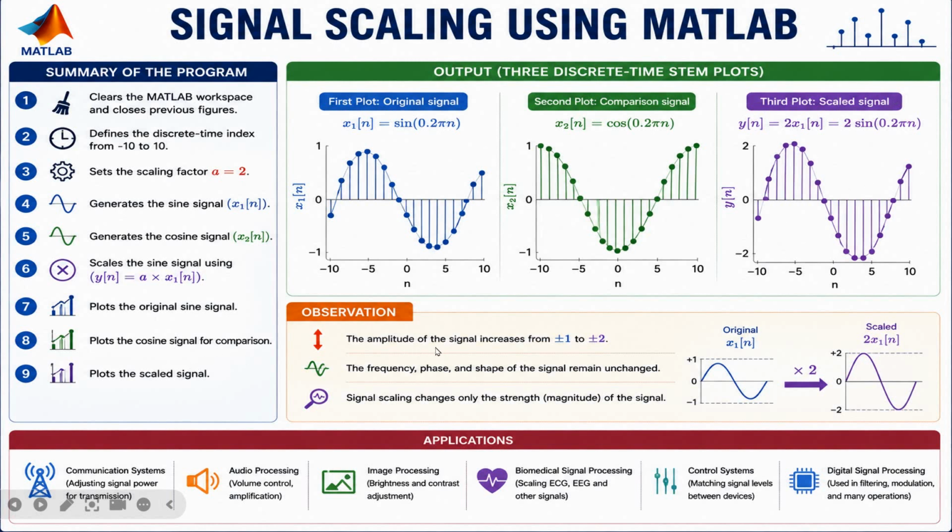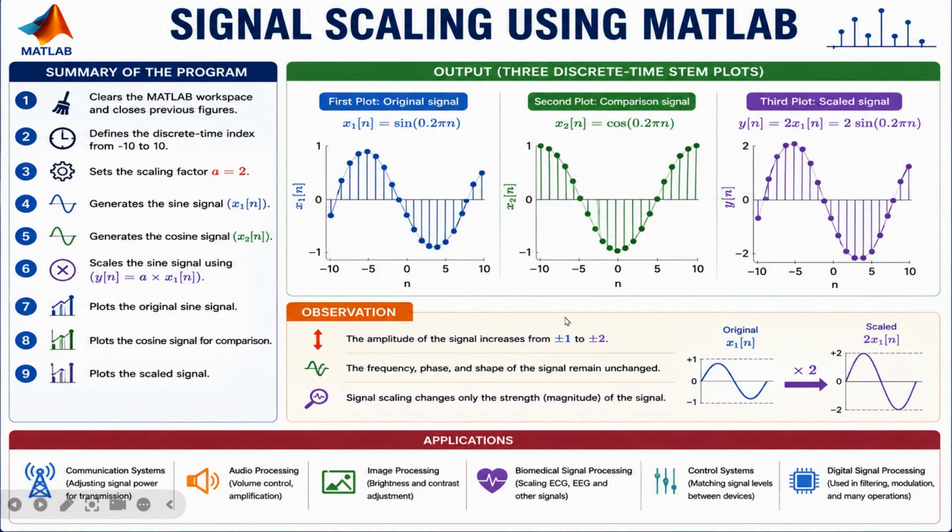So here what happens? The amplitude of the signal increases from plus or minus 1 to plus or minus 2. And the frequency and the phase remain the same, and also the shape remains the same. There is no change in the frequency, phase, or the shape. So the signal scaling changes only the strength, that is the magnitude of the signal. And these are the applications which we have already seen.